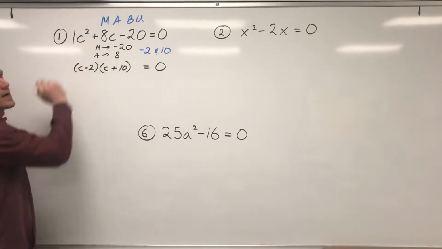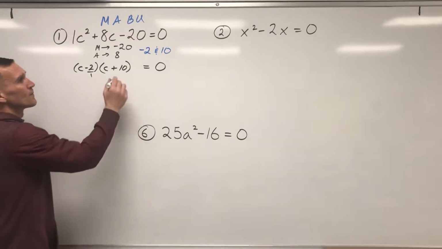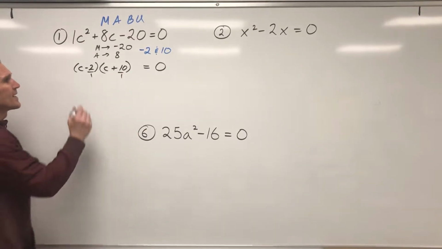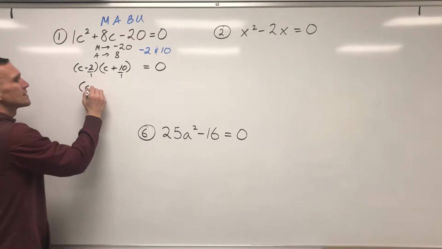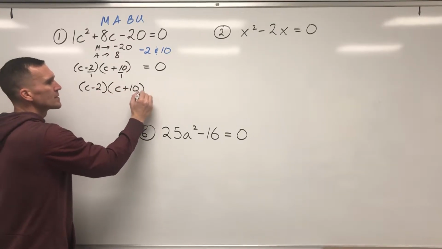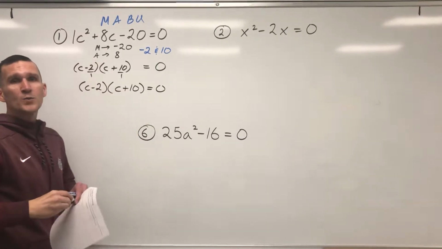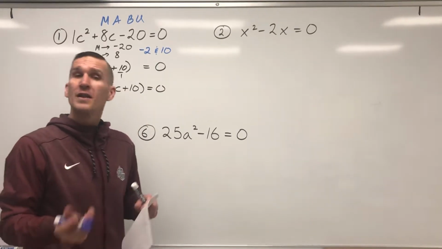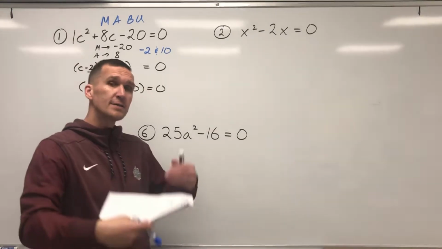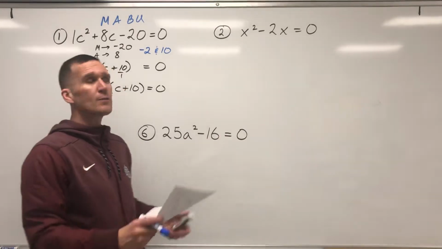Now, we still have to divide by the front number, but divide by 1 keeps it -2. Divide by 1 keeps it 10. So I have parentheses C -2 times parentheses C +10 equals 0. Again, I cannot drop the equal 0. And we realized we can do our zero product rule. For the last couple of days, we practiced when a times problem equals 0, front equals 0, back equals 0.